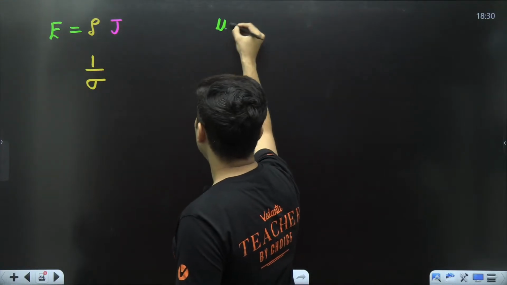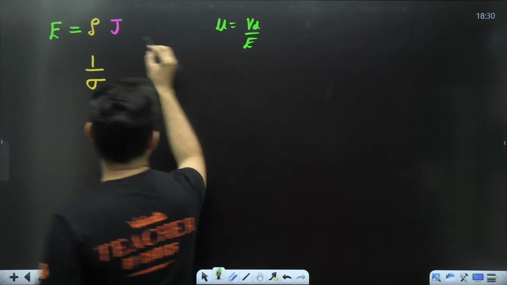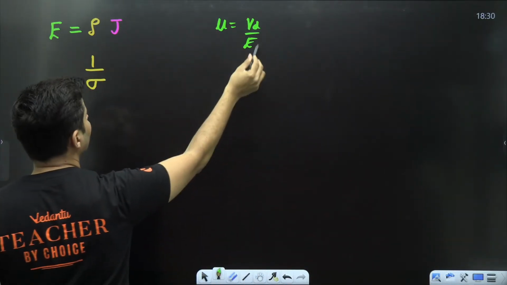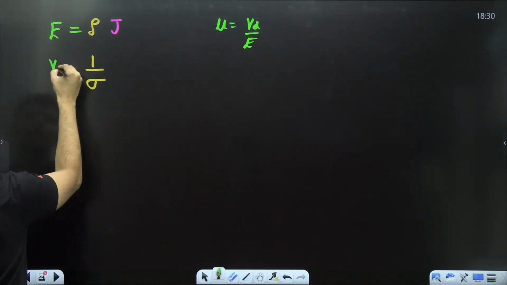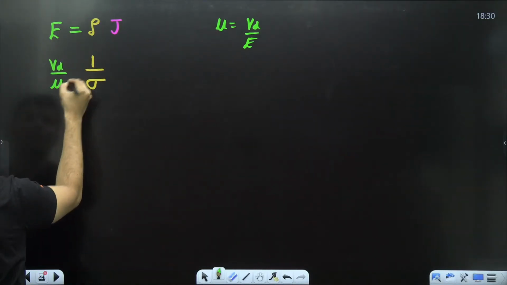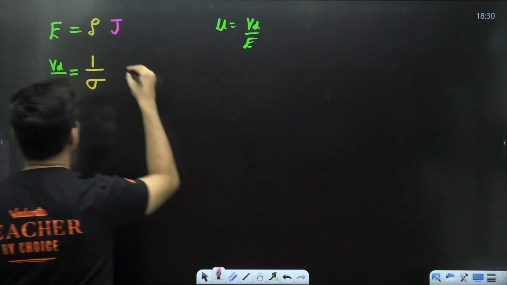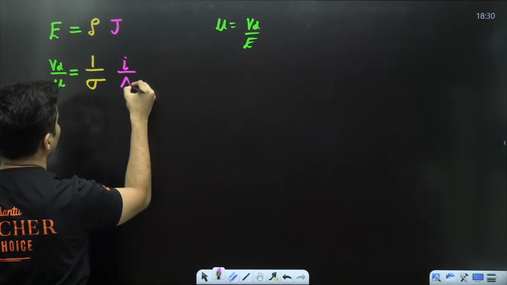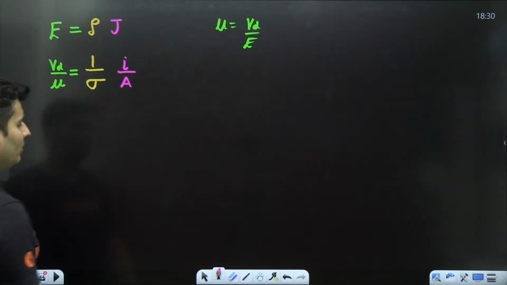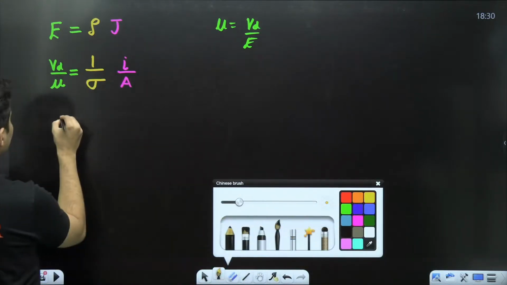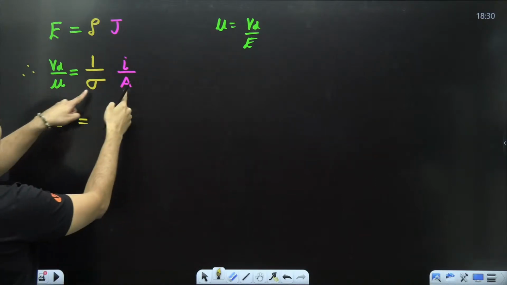So remember, mobility was the drift speed per unit electric field. So basically, E will be Vd by mu. That is what it is. And J, I can just write as current per unit area. Just check this out. Perfect. So what will I get sigma as?